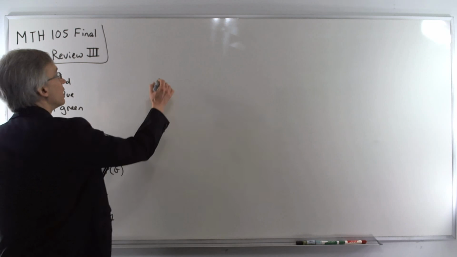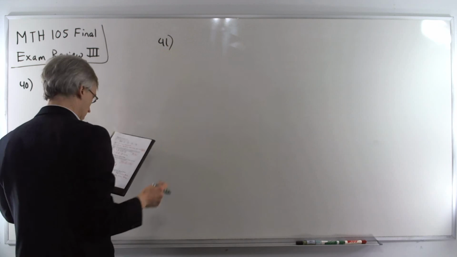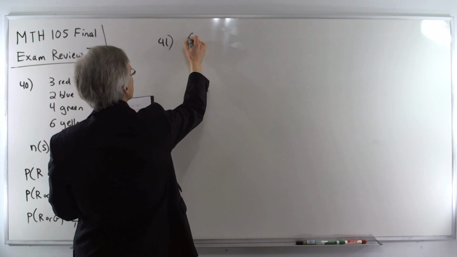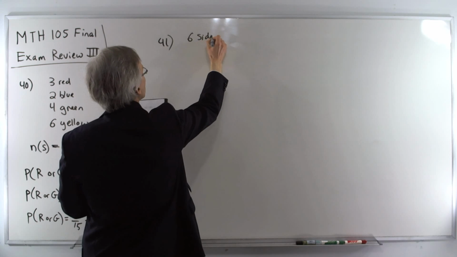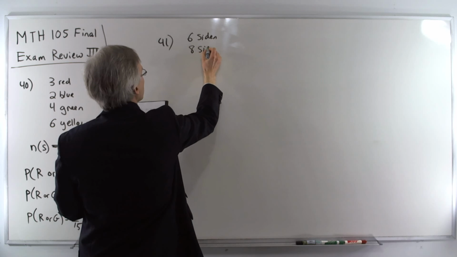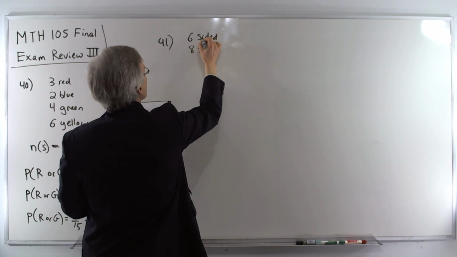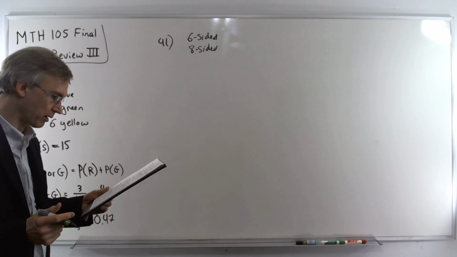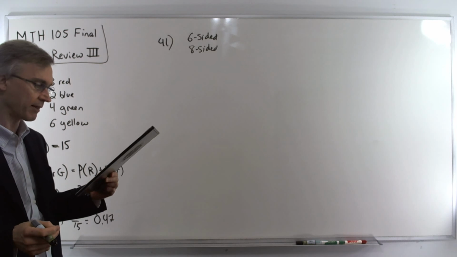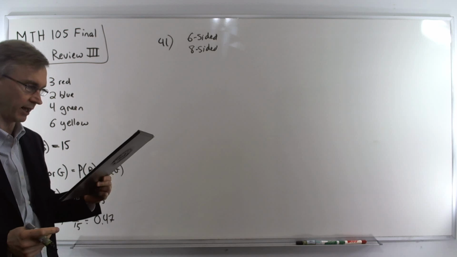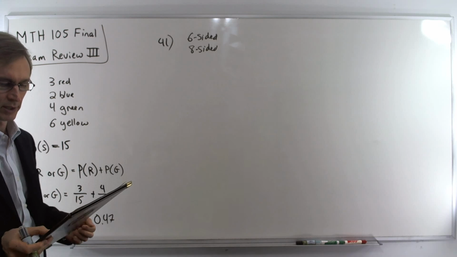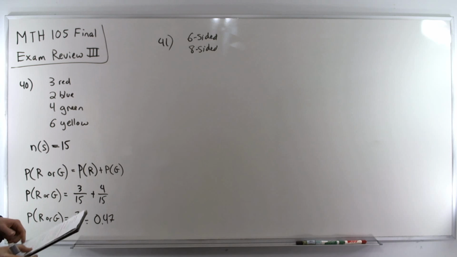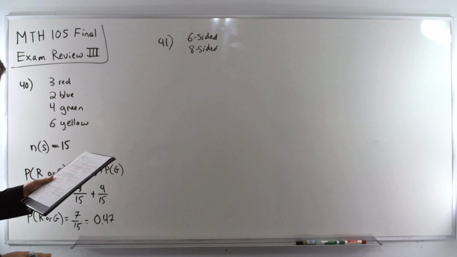Number 41. Got a dice game. Got a 6-sided die and an 8-sided die. What's the probability of rolling a 1 or a 2 on the first die and then rolling an even number on the second die? Now notice the first one, red or green, was an or. Now we're going to do an and. We need both of these.